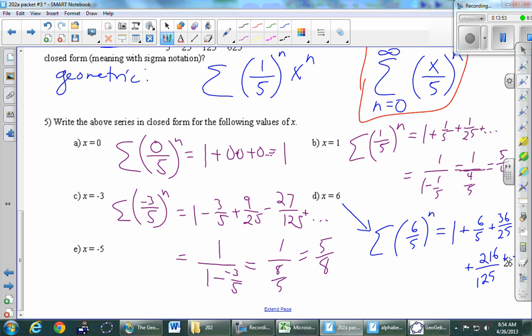This one diverges. Don't use that a over 1 minus x. What's the ratio in this case? 6 fifths. Remember, the magic ratio needs to be between -1 and 1 to converge. So this one diverges.